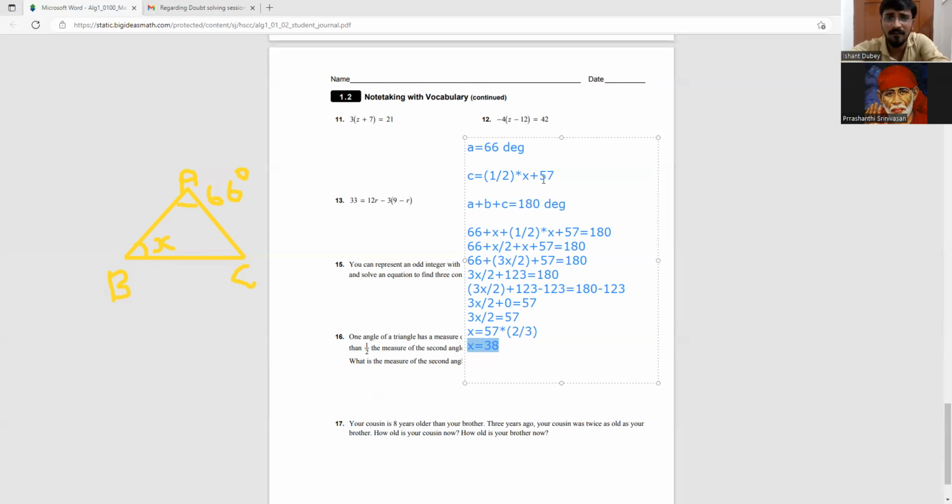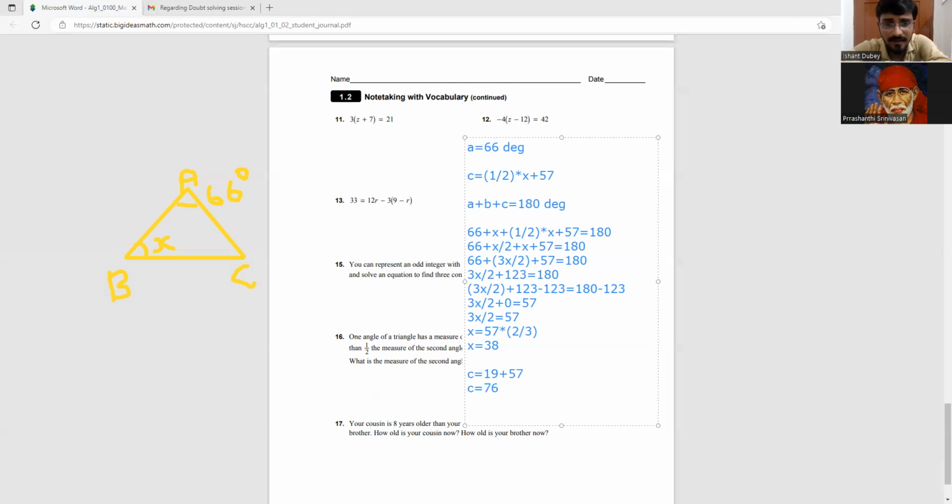So now you can find out C, right? Yes, sir. So see how much it will be. C will be half of x plus 57. So half of x is 38 by 2, that is 19, plus 57. Yes or no? Yes, sir. So how much will you get? 57 plus 19 will be 76. Is it 76? Yeah, 76.